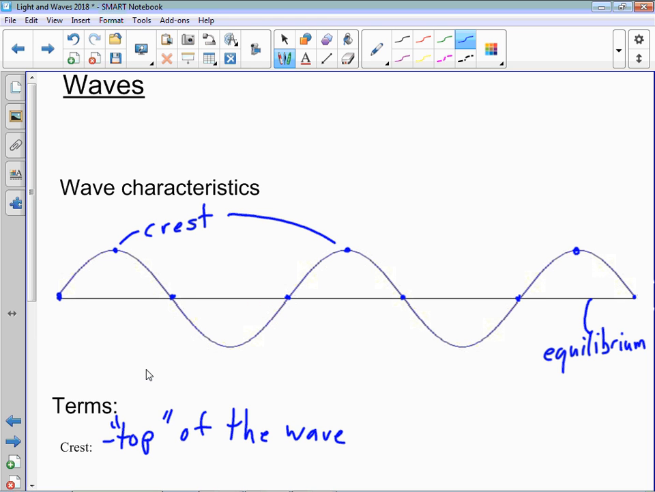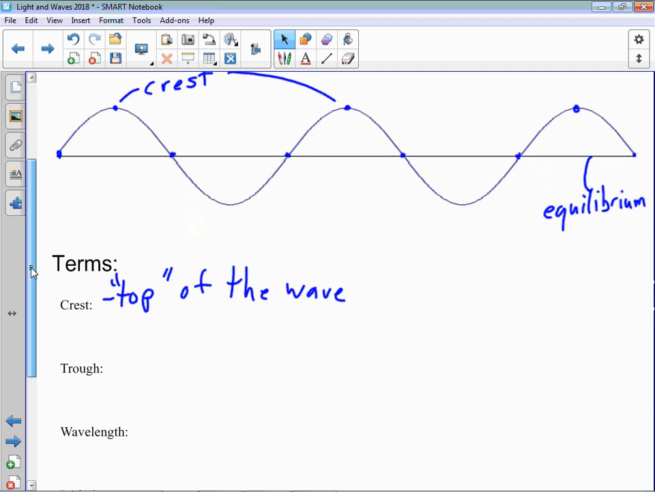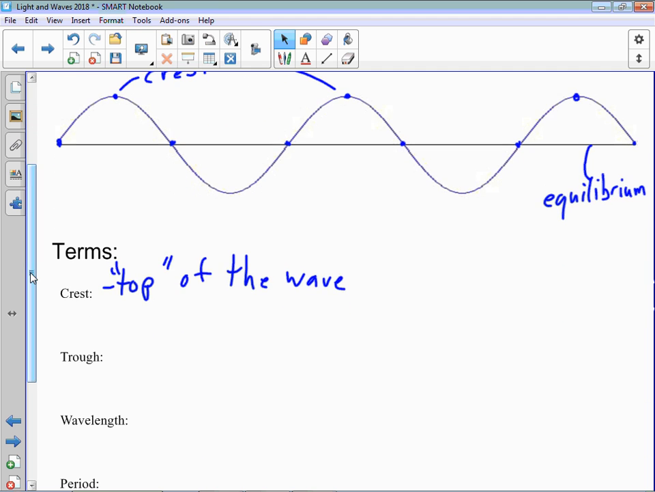I put the top in quotation marks because it's not always a physical up or down. Like the vibrations of particles that are hitting your ears in sound waves, they're not actually moving up and down, they're moving side to side. So the crest might be when the particles are all squished together in maximum amount.